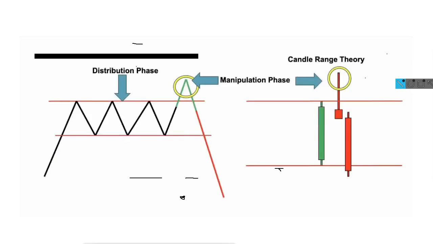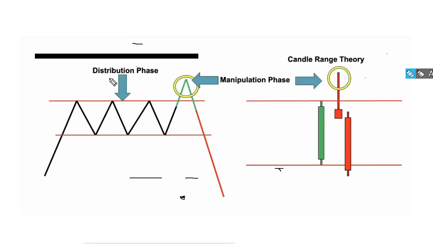Then you have the distribution phase. Look at it here. The other one was in the form of a bullish market; now this is going to be in the form of a bearish market. Remember, I told you your accumulation stage is the stage you are marking as your range.